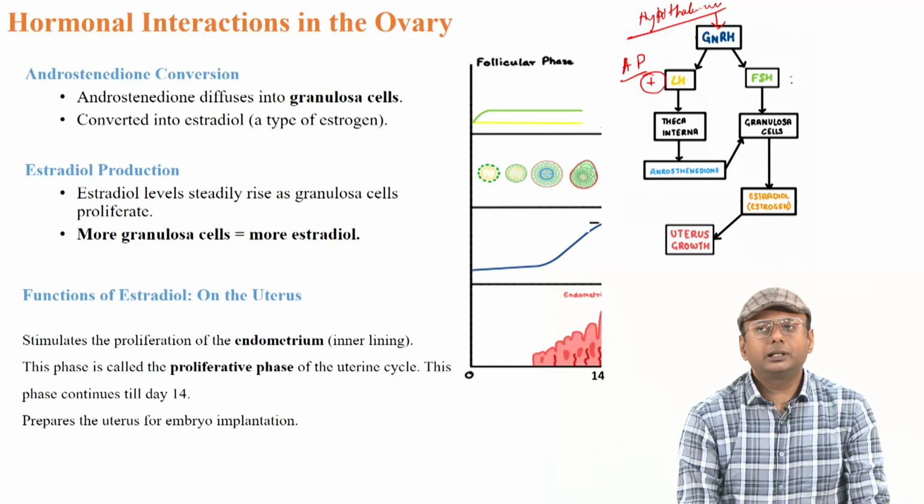This follicle stimulating hormone stimulates the follicle formation, maturation of the follicles, and eventually it stimulates the formation of granulosa cells. Whereas on the other side, the luteinizing hormone acts on the theca interna to secrete a precursor molecule called androstenedione, and androstenedione can diffuse inside the granulosa cell to produce the hormone called estrogen or estradiol, and this estradiol has an important role in terms of uterus growth.